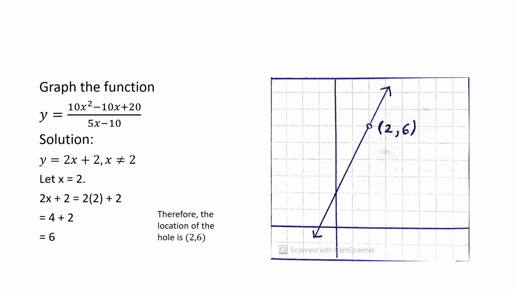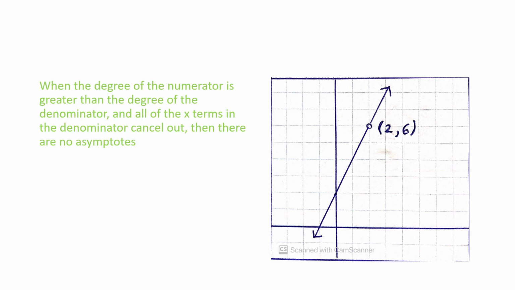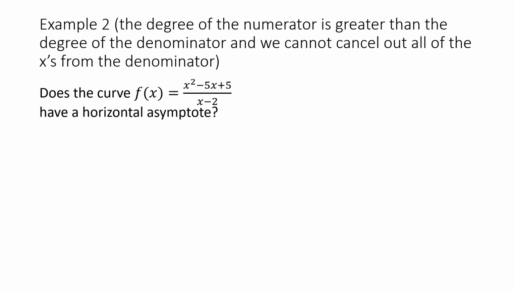Now, the important thing to note about this curve, because we're into an oblique asymptote analysis conversation, is that there are no asymptotes. And we're going to make a general statement out of that. When the degree of the numerator is greater than the degree of the denominator and all the x terms in the denominator cancel out, there are no asymptotes. All right, let's remember that.